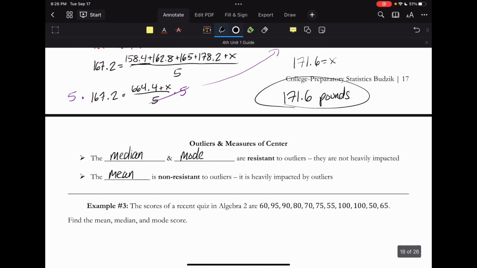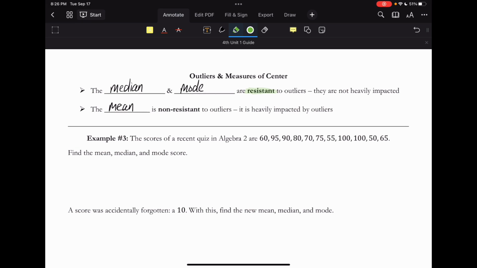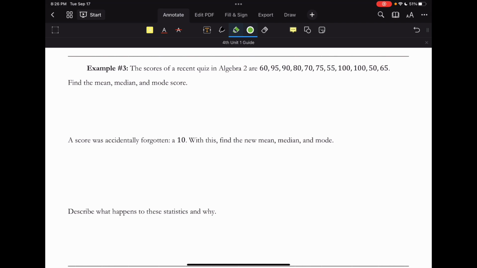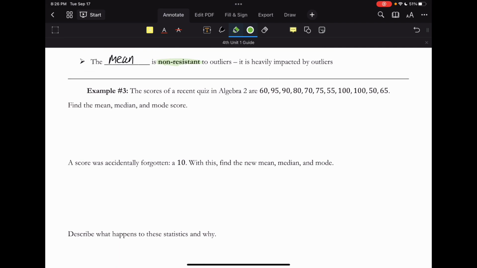Okay. Next up, outliers and measures of center. So the median and mode are resistant to outliers, meaning that they are not going to be heavily impacted. So if you have an outlier, those two statistics won't change. The mean is non-resistant, meaning that if there is an outlier, it is going to be heavily impacted. Okay. So the scores of a recent quiz in Algebra 2 are listed there. So we're going to start by finding the mean, median, and mode.